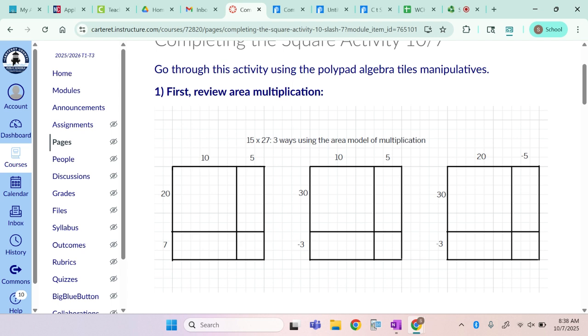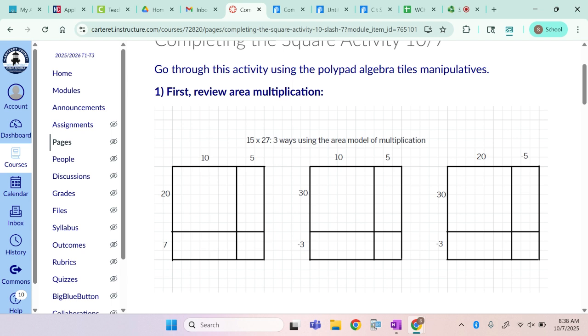7 times 10 is 70. 7 times 5 is 35. And then you would add them together. 200 plus 100 is 300. Plus 70 is 370. Plus 35 is 405. If I do it over here, this is 300. This is 150. This is negative 30. And this is negative 15.